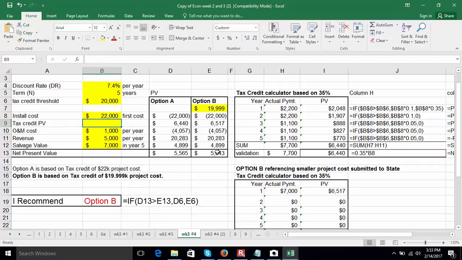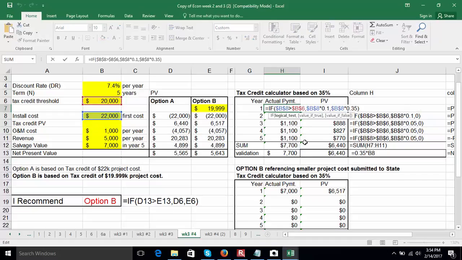Well, there's a couple other ways to do it. You wouldn't necessarily have to use the if statement. You could just calculate both values. I mean, you could say what's the tax credit for option A, what's the tax credit for option B, and then just see which one is better. So this if statement is allowing us just to do both.